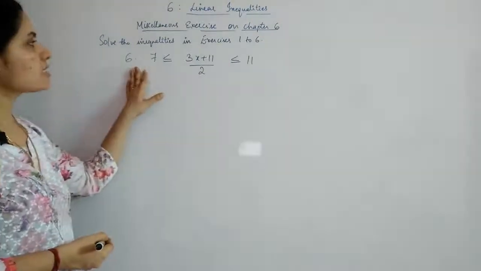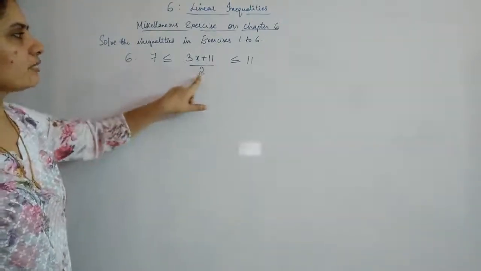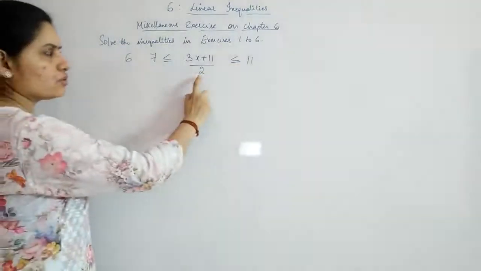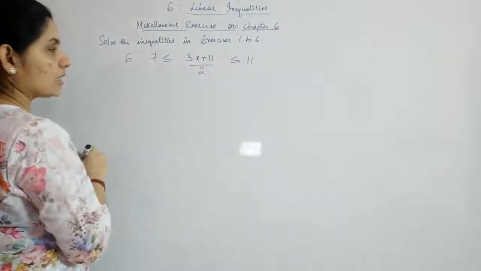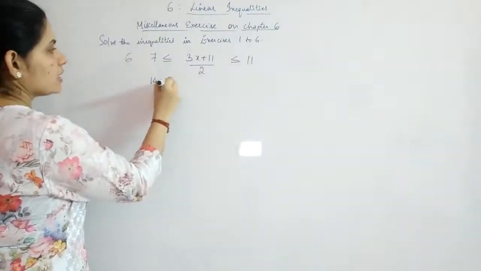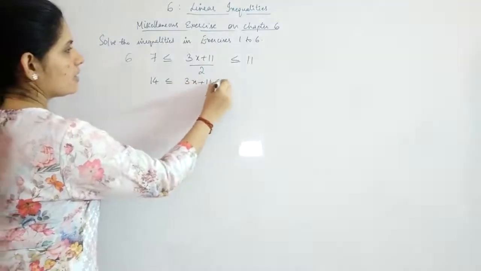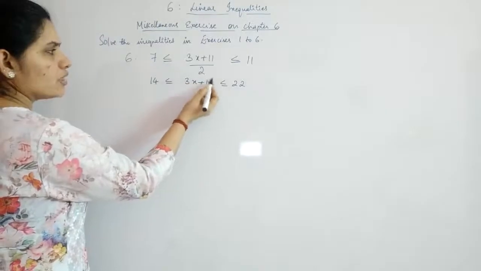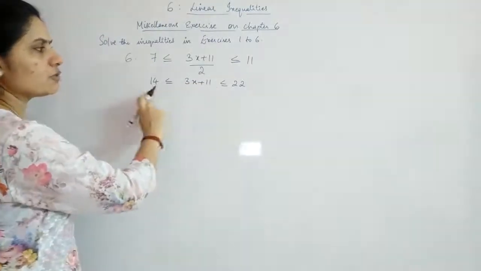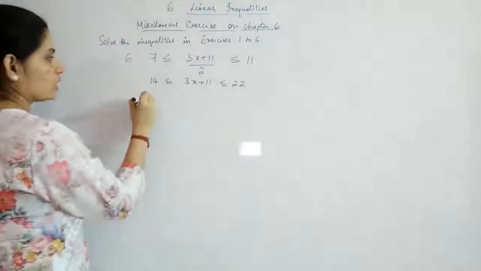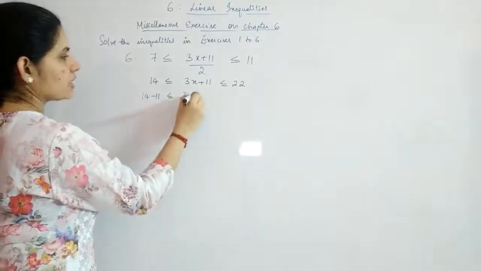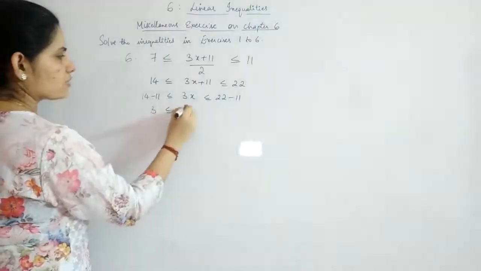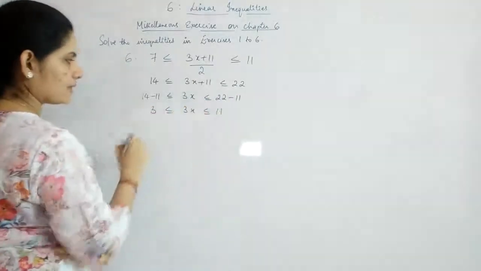Question number 6. 7 less than or equal to (3x plus 11) whole divided by 2 less than or equal to 11. What is the first thing to do? You have to remove this 2. That means multiplying throughout by 2, you will get 14 less than or equal to 3x plus 11 less than or equal to 22. Okay. Then you have to remove plus 11 from this. That means you have to subtract 11 throughout. 14 minus 11 less than or equal to 3x less than or equal to 22 minus 11. This will give you 3 less than or equal to 3x less than or equal to 11.